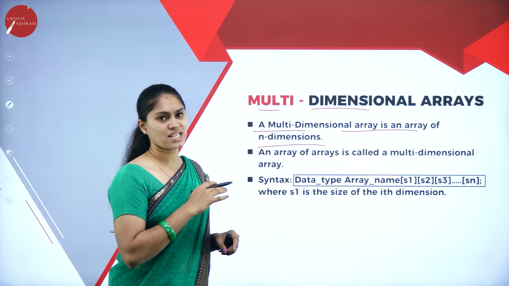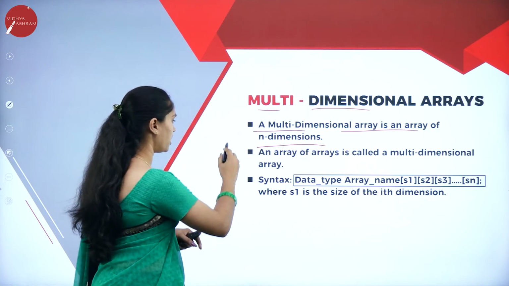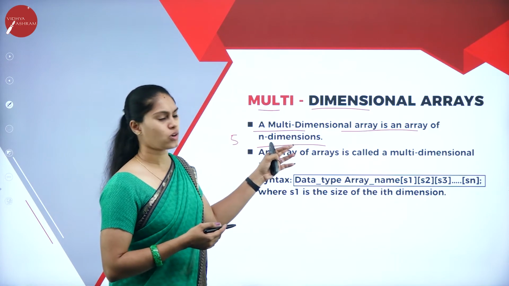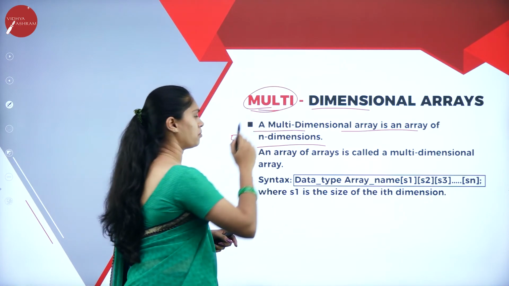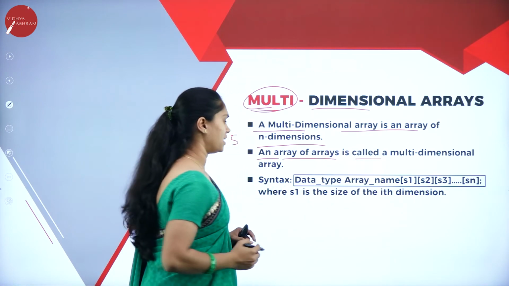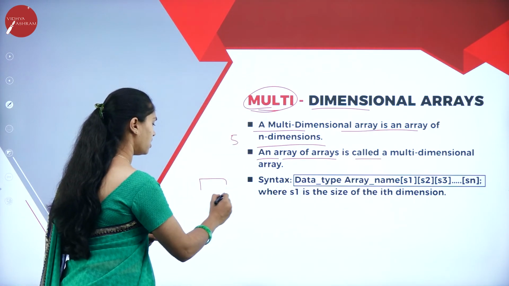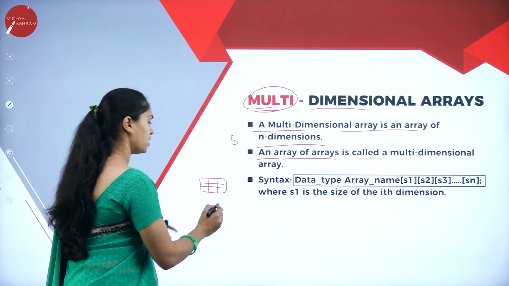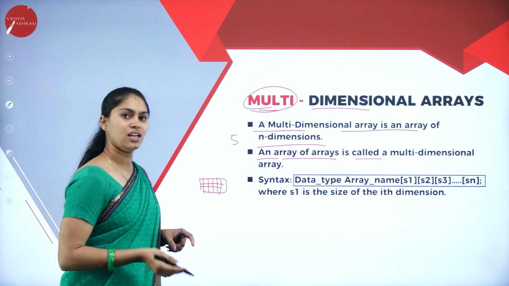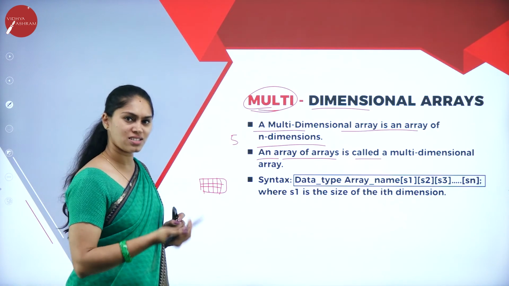More than 2 is n dimension. If I take n as 5, then it is 5 dimension. Instead of saying 5 dimension, what are we going to term that as? Multi-dimensional array. So an array of arrays is called a multi-dimensional array. Consider, this is one array. This array is holding another array. Then it will be termed as a multi-dimensional array. Then what is the syntax?